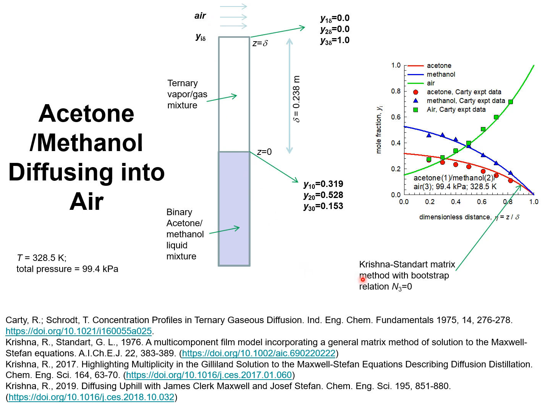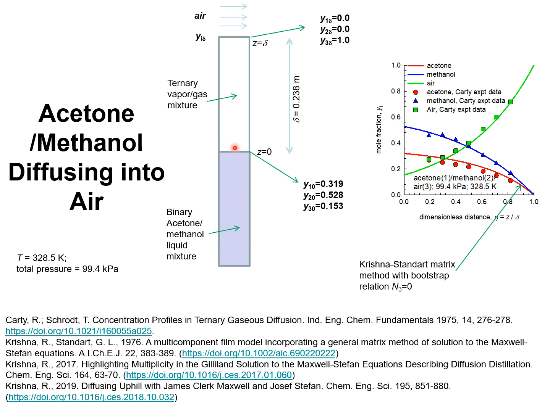The Maxwell Stefan equations may be solved analytically using this Krishna and Standart matrix procedure described in detail in my papers listed here. 3 papers are listed here, and the analytic solution is shown by the continuous solid lines. The agreement with the experimental data is indeed very good. The main message that I wish to convey is that the Maxwell Stefan diffusion equations to determine the fluxes require specification of an additional bootstrap relation that is determinable from the particular situation or problem in hand.